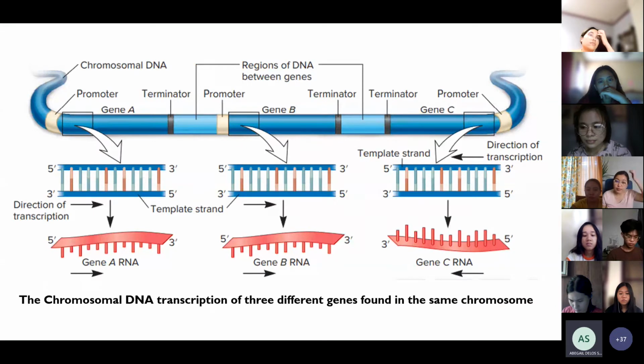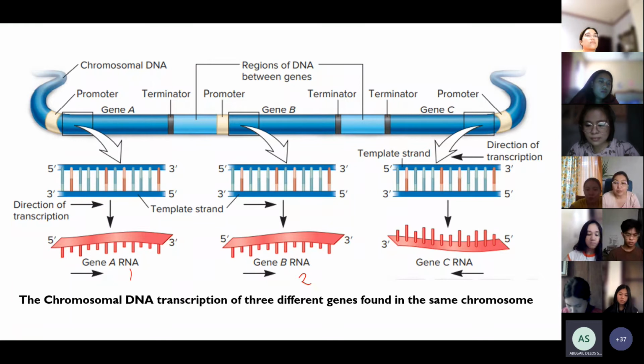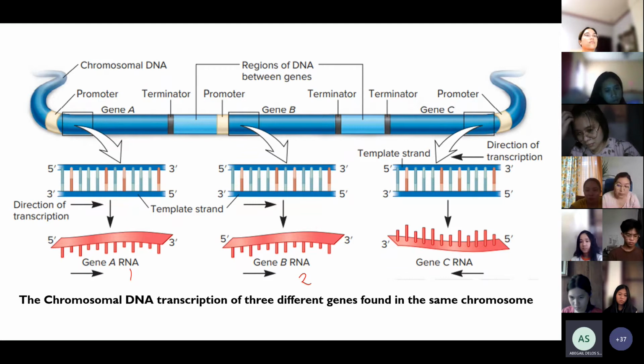So here we have another example in the case of transcription of multiple genes within a chromosome. The direction of the transcription and the DNA strand used as a template would vary. But here in this figure, it shows 3 genes adjacent to each other within a chromosome. Genes A and B are transcribed from left to right, and the bottom DNA strand is used as the template.